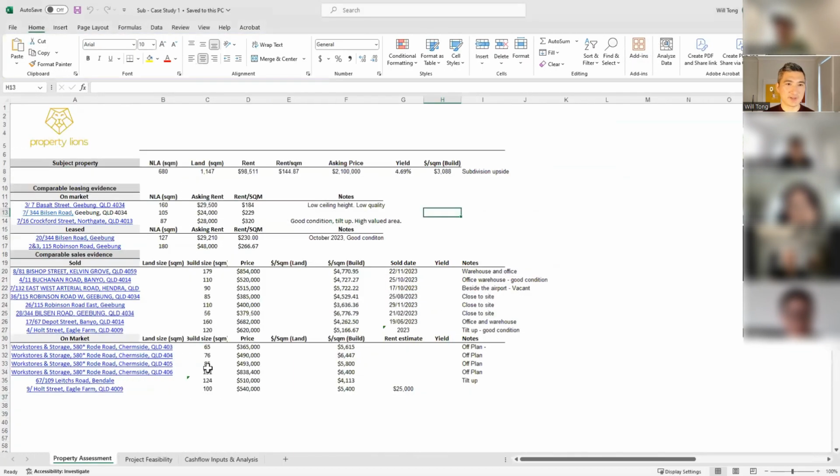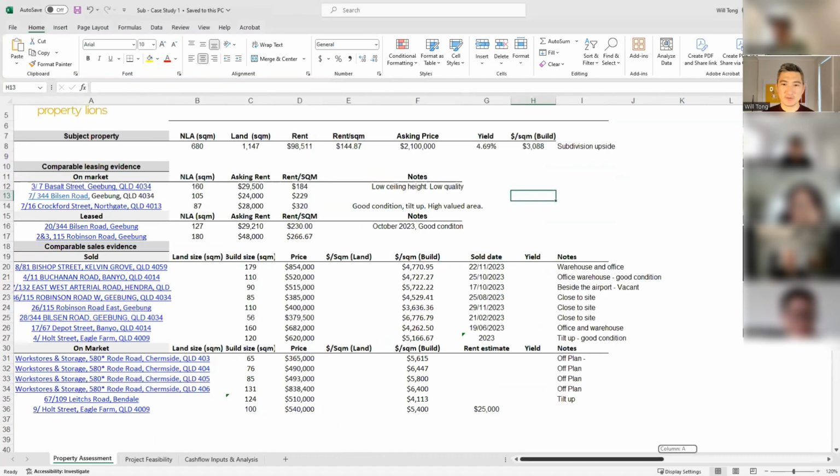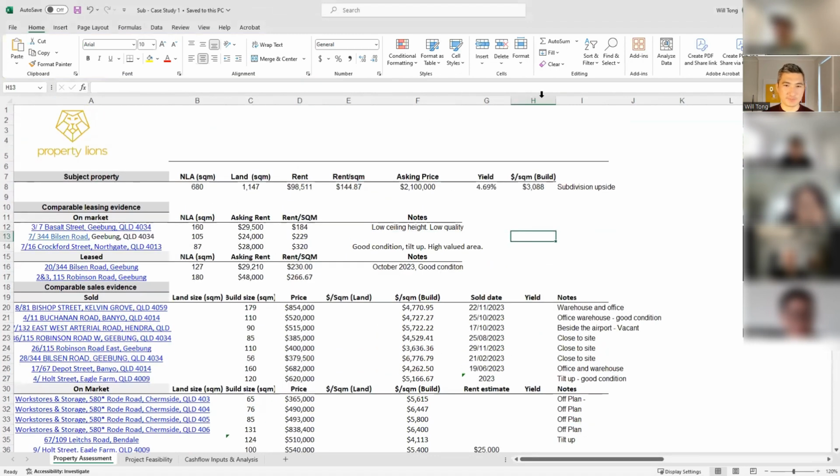Okay, hope you guys can see the spreadsheet. You guys are already familiar with my template, but I'll run you through this one. The top line is the property. The total net lettable area for all 5 of the units adds up to about 680 square meters, so they're about 150 square meters each, thereabouts.